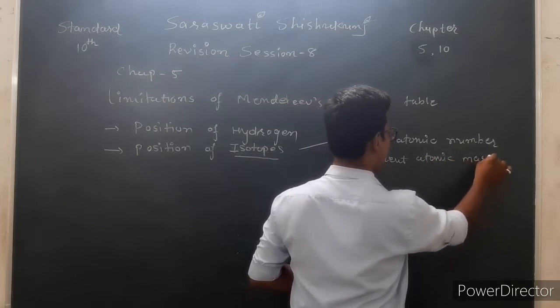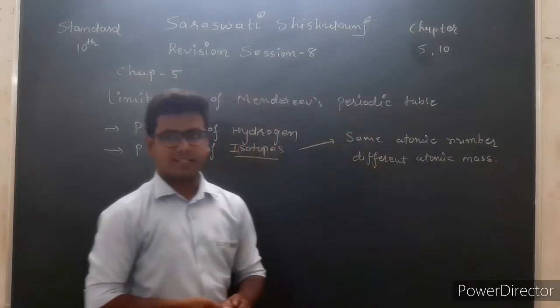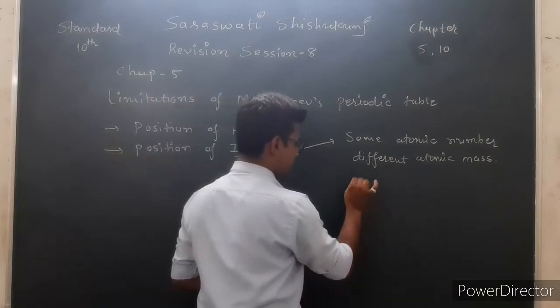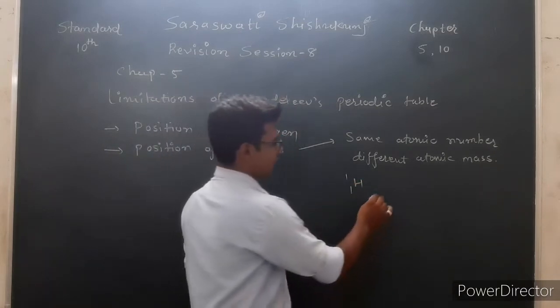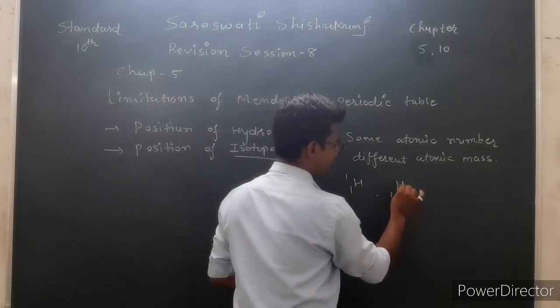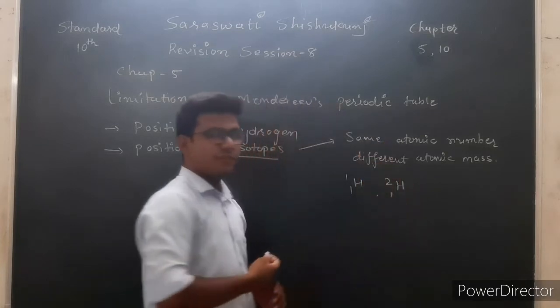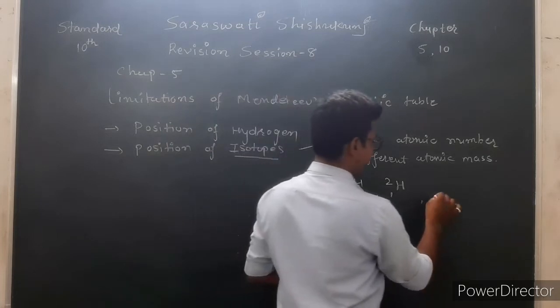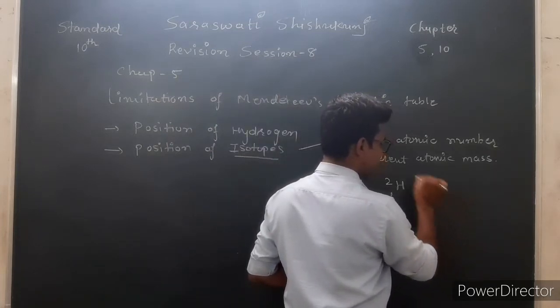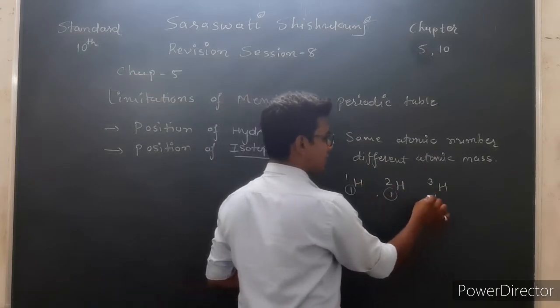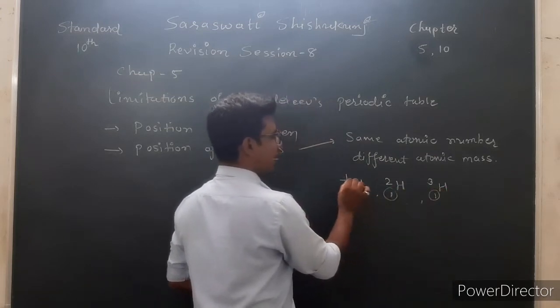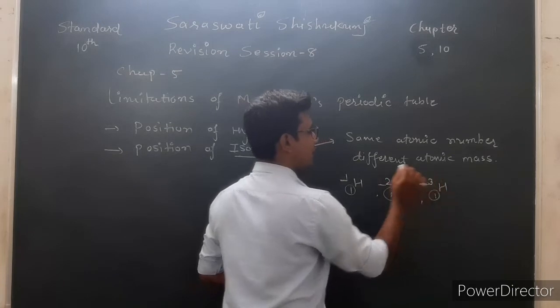Same atomic number and different atomic mass. Like if we talk about hydrogen, so 1H1, this is normal protium, then it will come 1H2, that's for deuterium, and 1H3, this is tritium. Here you can see that the atomic numbers are the same, but the atomic masses are different.